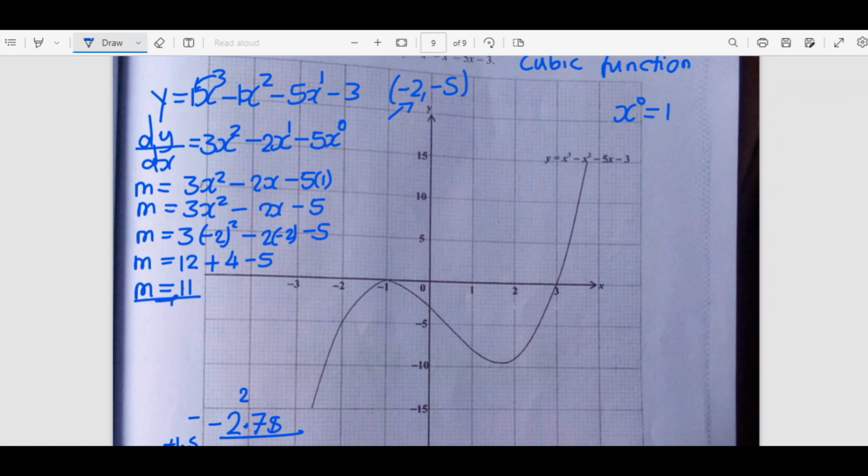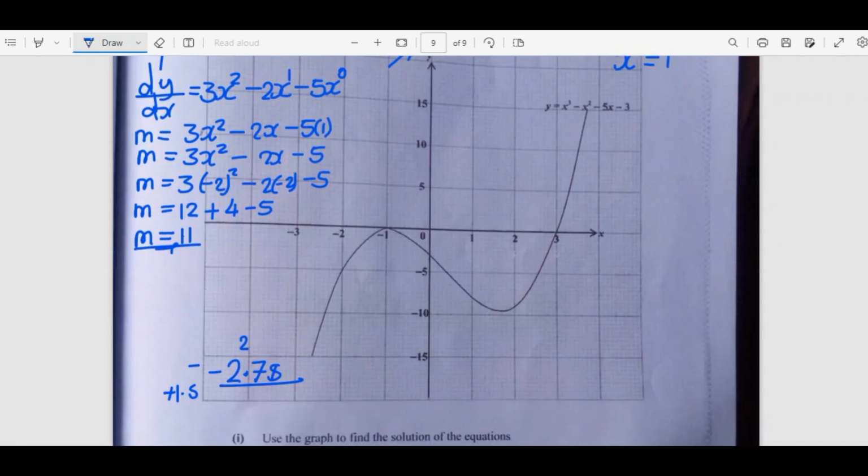So according to calculus, I'm getting the value of 11. So that is the answer. That is the actual answer, and you can see the difference, 2.78 to 11. So the one that we used earlier is just an approximation. We were just approximating. So that is the point.